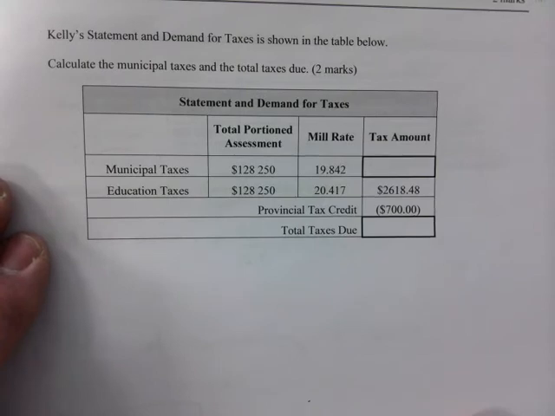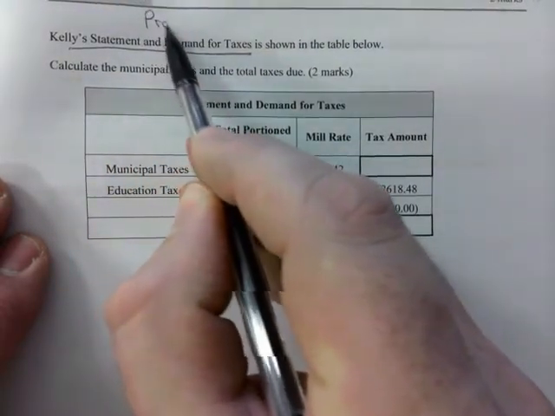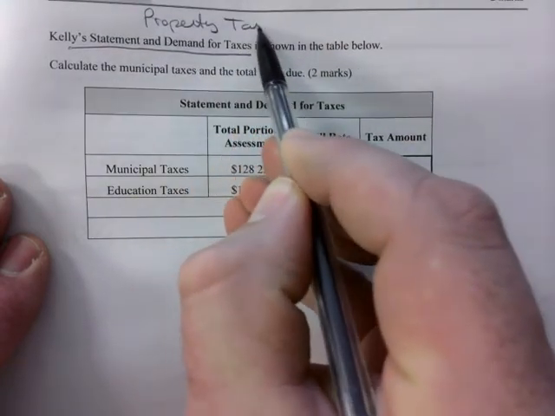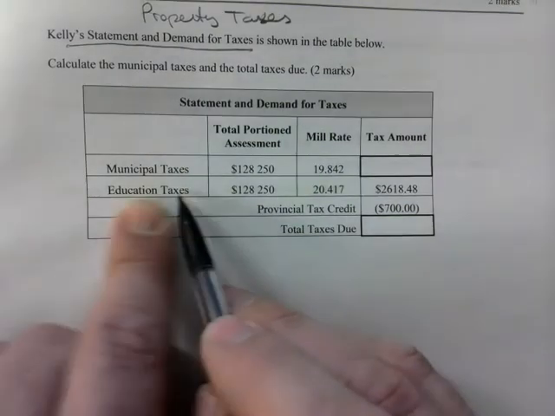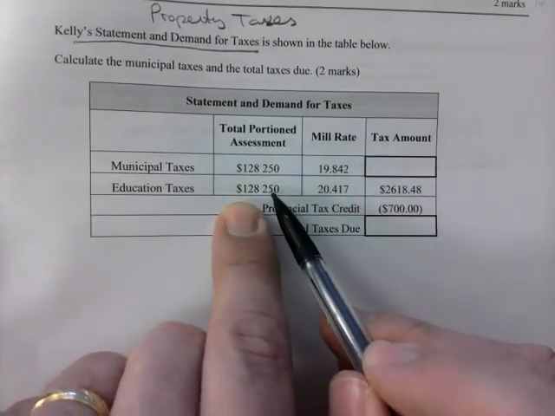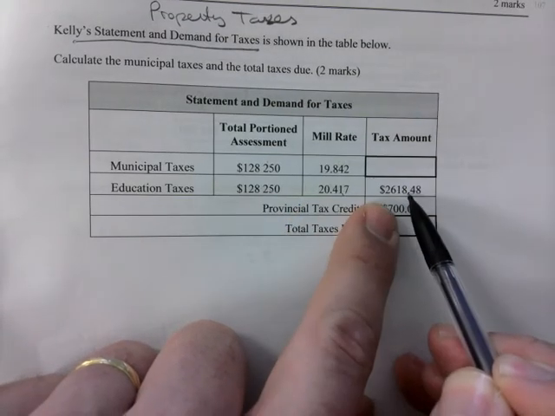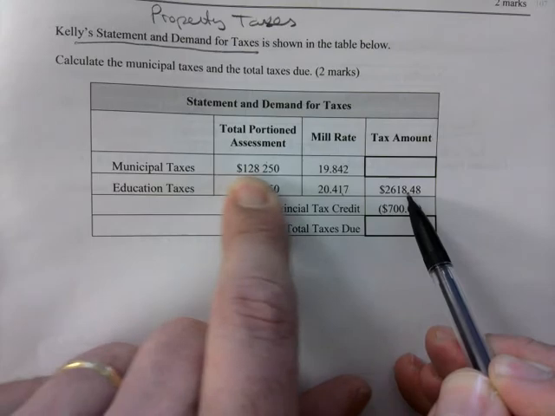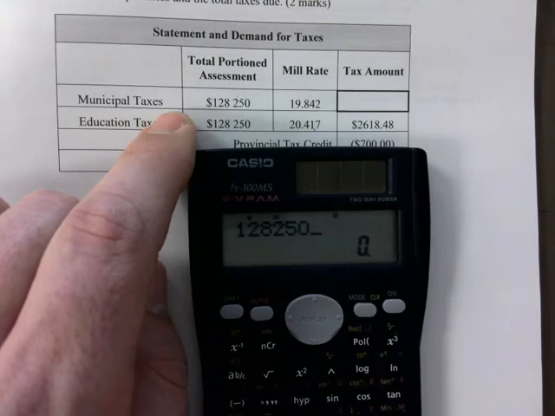All right, question 5. Kelly's statement and demand for taxes. By the way, let's write down property taxes. We're in home finance, right? Calculate the municipal taxes and the total taxes due. So watch this. They set it all up for you, right? The education taxes have already been calculated. There's a portioned assessment, which is the same. They multiplied it by the mill rate, and then they got that. So you're just supposed to find the municipal taxes here. This is the kicker. Watch this.